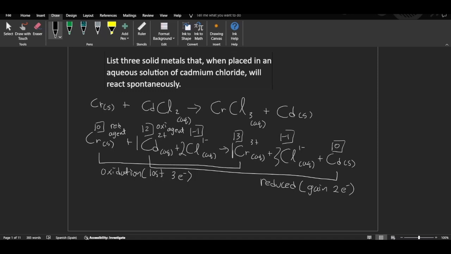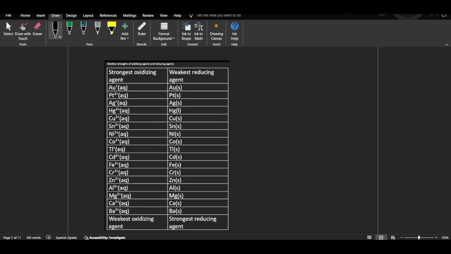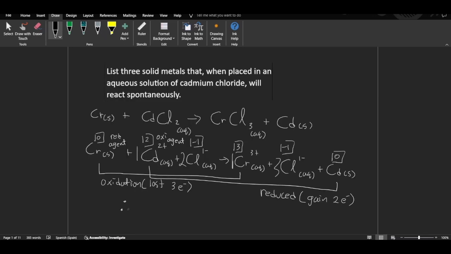Now, here's the rule, okay? As long as the oxidizing agent is stronger than the reducing agent, there will be spontaneity, okay? There will be a spontaneous reaction, okay? So let's look at this Cd2+. If it's stronger than its corresponding chromium. As you can see, Cd2+ on this table is above the chromium. So this oxidizing agent is above that reducing agent, so there will be a spontaneous reaction. So therefore, this would be a spontaneous reaction.